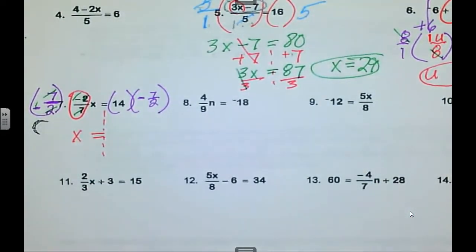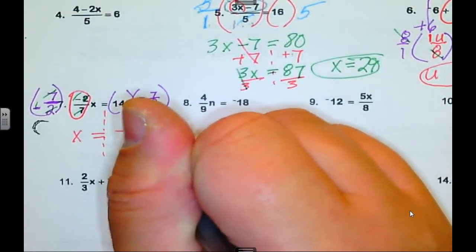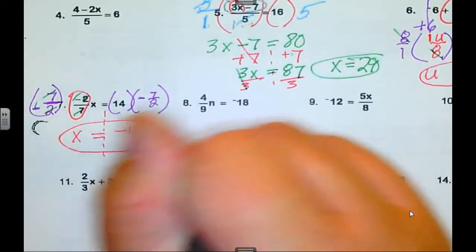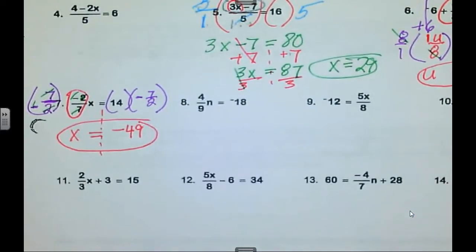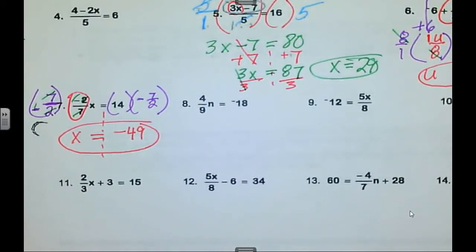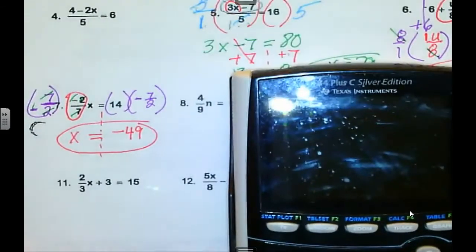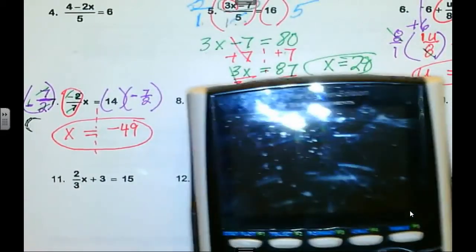Now, 14 times negative 7/2. What is it? Minus 49? Does everybody know how to put fractions in their calculators? No, obviously not. Here's my calculator.